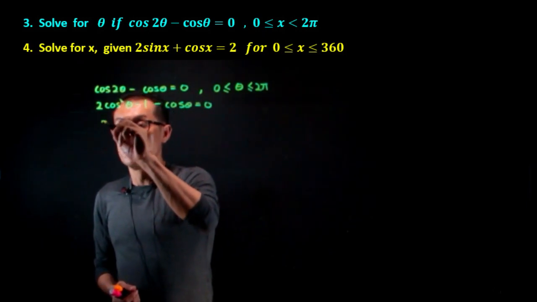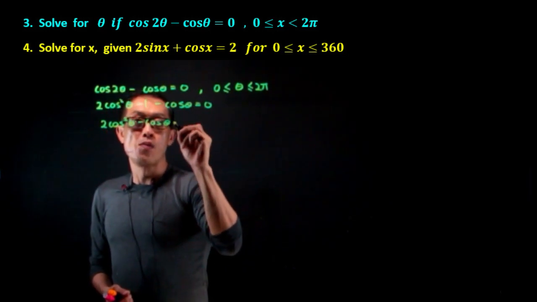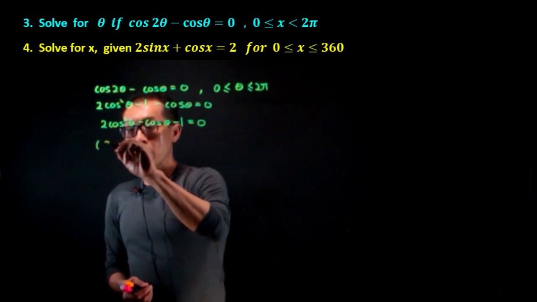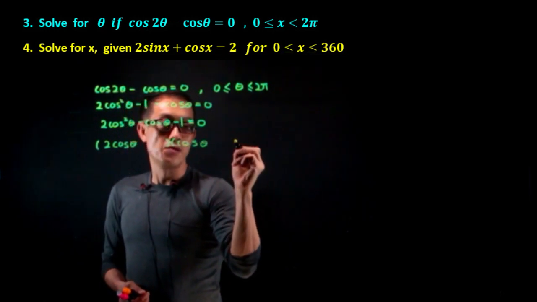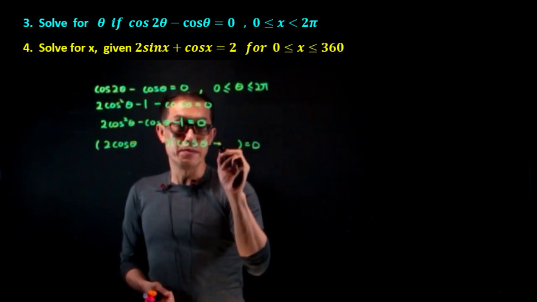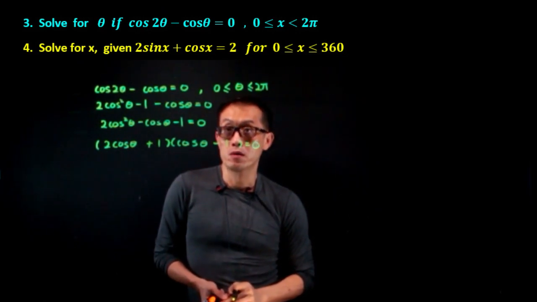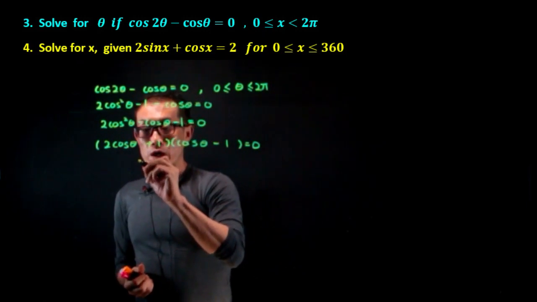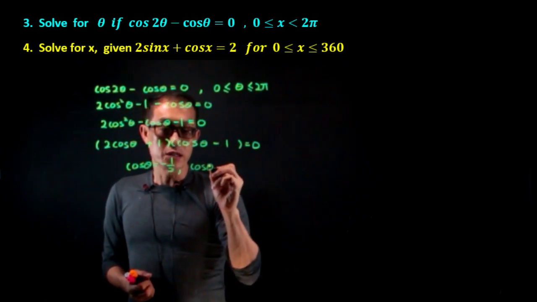Let us rearrange it. So you have 2 cos squared theta minus cos theta minus 1 equals 0. Now let us try to factorize this. You have 2 cos theta and cos theta as well. Now you have minus cos theta, so this must be minus 1, this must be plus 1. Now you have cos theta is equal to minus half, and cos theta is 1.